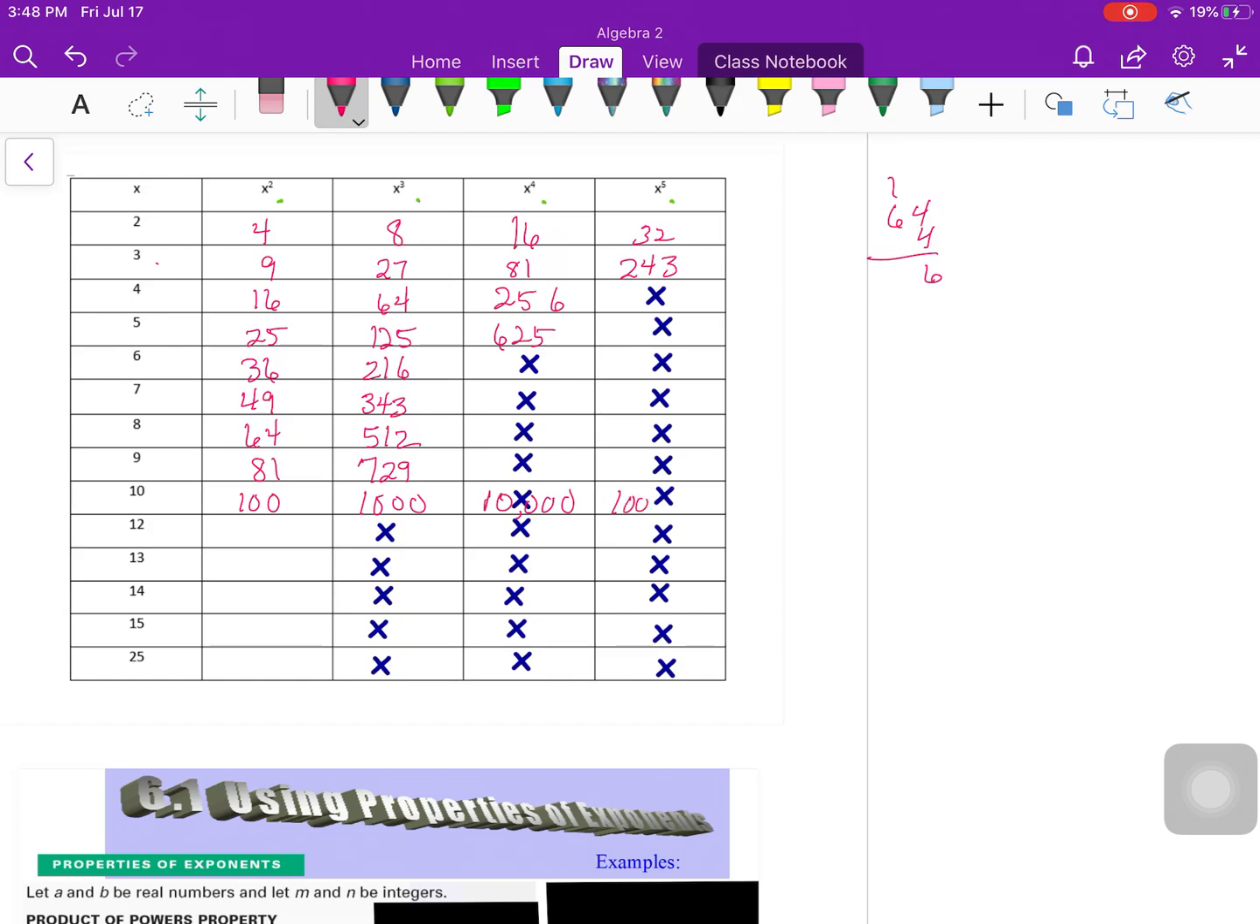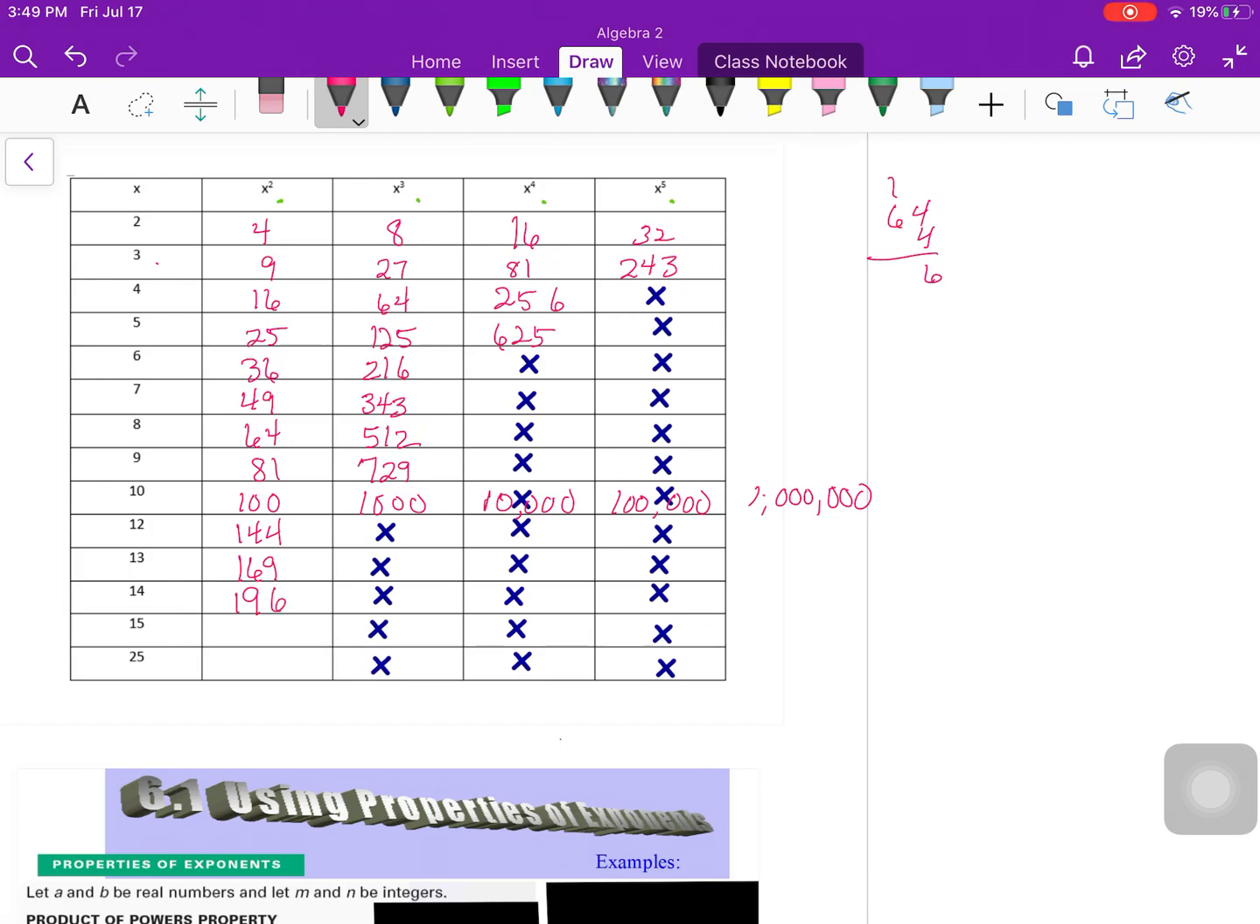And even though these are x'd out, 10 to the fourth would be 10,000. 10 to the fifth would be 100,000. 10 to the sixth would be 1,000,000. Tens will have as many zeros as the power.